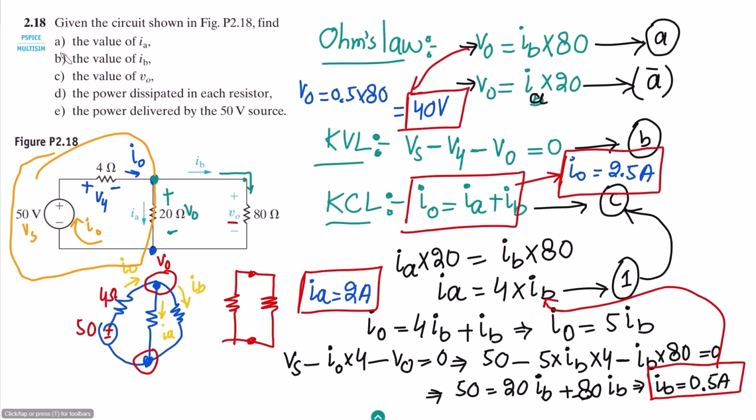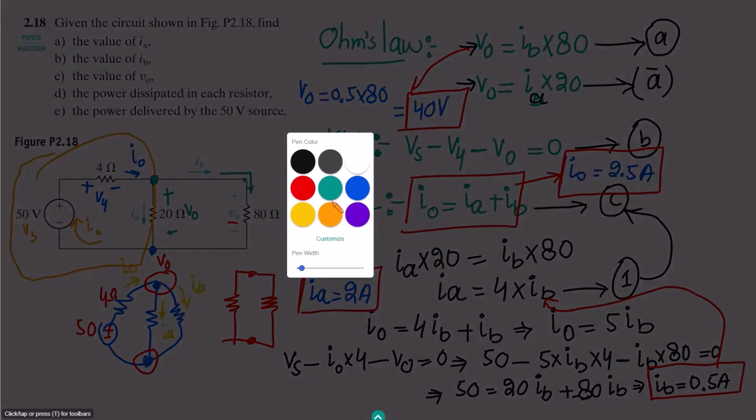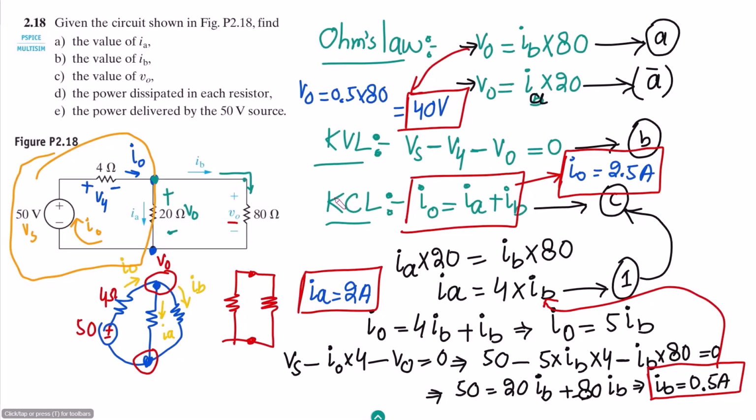So let me go to the parts of it. Find the value of IA. We have already found it out. The value of IA is here. This is part A. The value of IB, that is also found out, that is here. The value of V naught, we have also found it out. This is C. Okay, the power dissipated in each resistor.